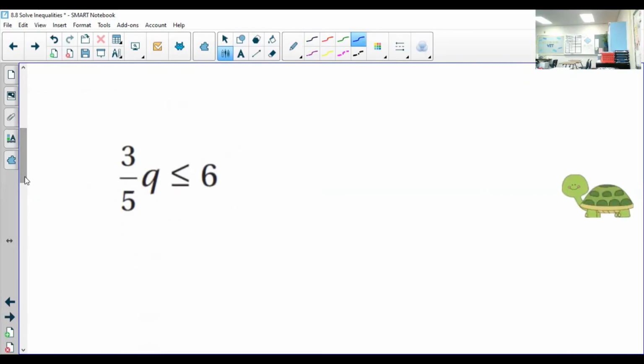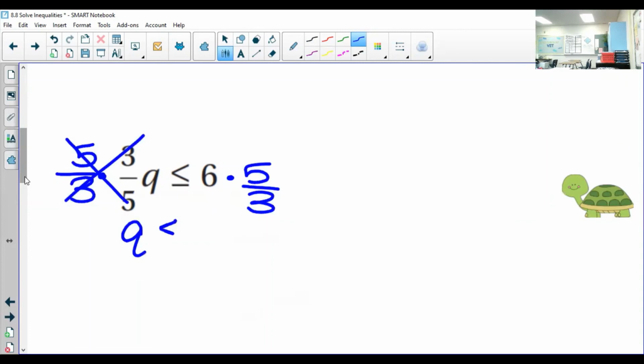So we have 3/5 q is less than or equal to 6. So remember, dividing by a fraction is the same as multiplying by the reciprocal. So we times by 5/3 on both sides. My fraction cancels, and I have q is less than or equal to 6 times 5/3.